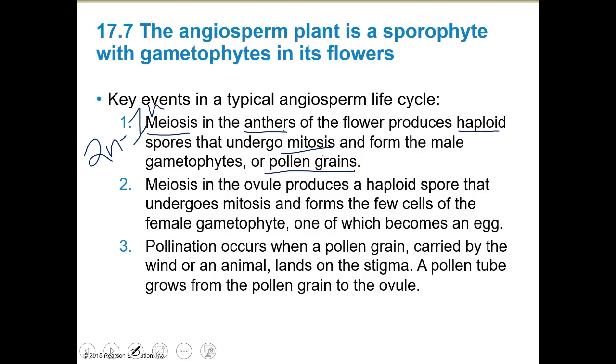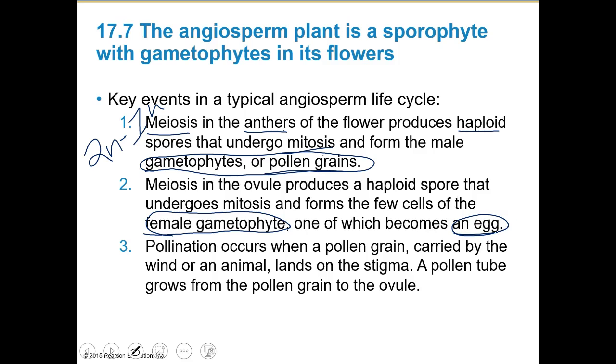So first thing is pollen grains are formed. Meiosis in the ovules, so at the same time that we're having pollen grains formed, our male gametophytes, we'll have meiosis in the ovule to produce a haploid spore, undergoing mitosis to form a new female gametophyte, one of which will become the egg. So a female gametophyte is really reduced down, and it's kind of just the egg at that point.